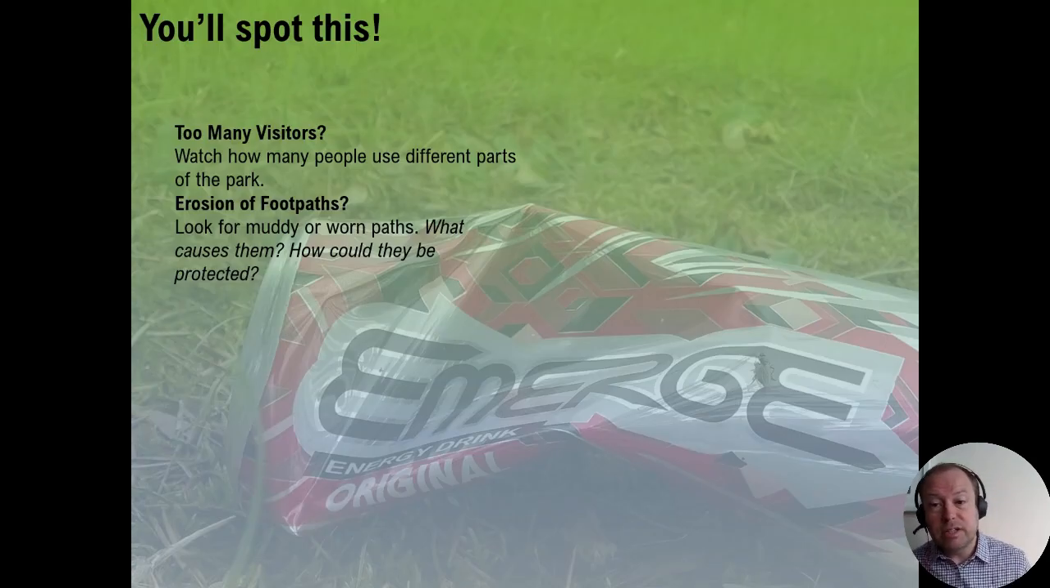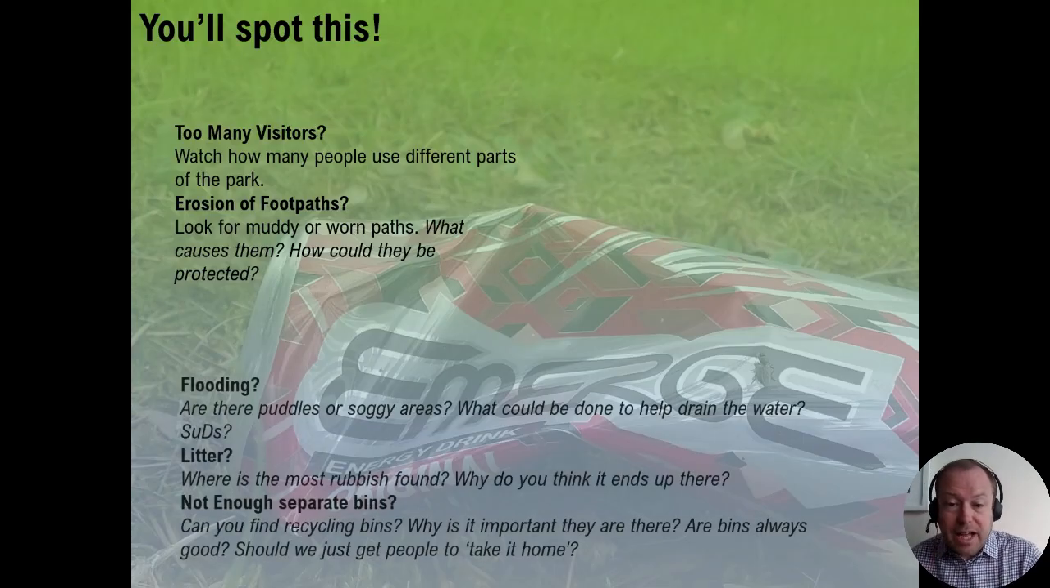Is there erosion? What causes that? How could they be protected? Do they think about the hard surfaces? Is tarmac a good material? Why is tarmac sometimes used and sometimes not? And are there sustainable drainage systems? Are there puddles or soggy areas? Are there wetland areas? And what actually is the purpose of the park alongside us using it or nature using it? There can be really important areas in urban areas to soak up all that falling rainwater as well.